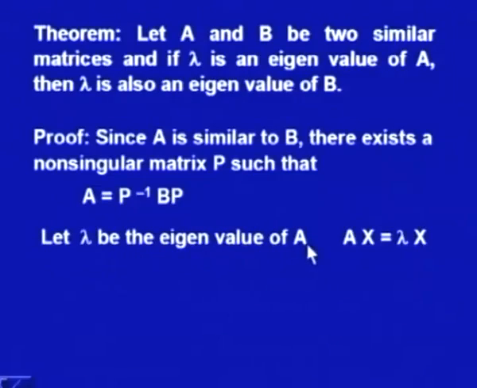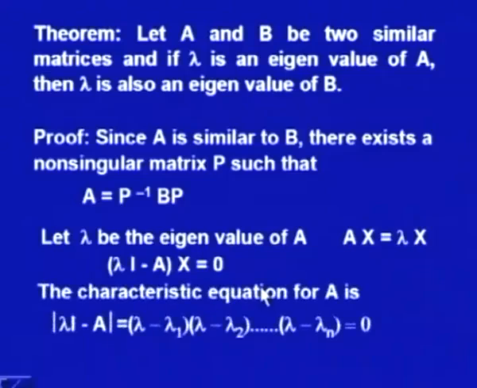Let lambda be an eigenvalue of A. That means there are non-zero vectors x such that Ax is equal to lambda x. So, its characteristic equation will be lambda I minus A into x is equal to 0, and for lambda I minus A, let us say the matrix A has eigenvalues lambda 1, lambda 2, lambda n, then determinant of lambda I minus A is equal to lambda minus lambda 1, lambda minus lambda 2 into lambda minus lambda n equal to 0, because we have assumed that lambda 1, lambda 2, lambda n are the roots of this characteristic equation.